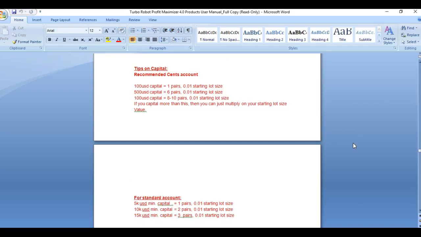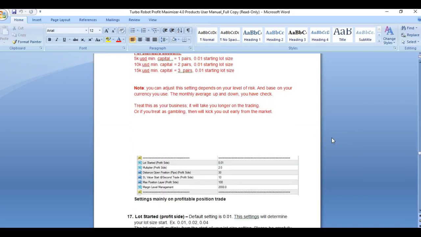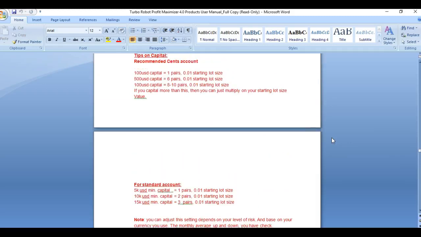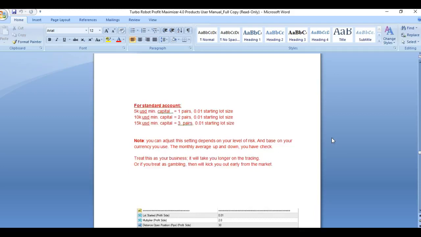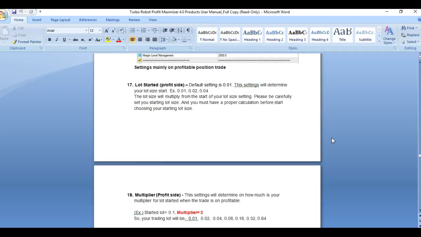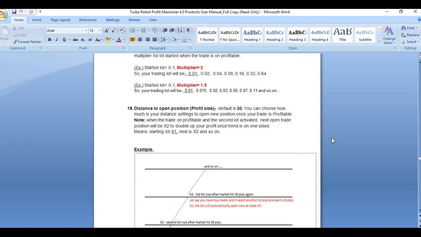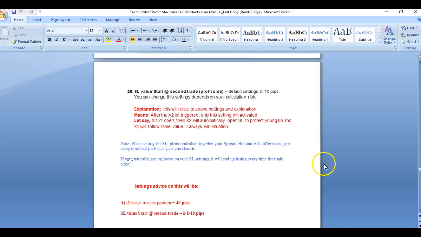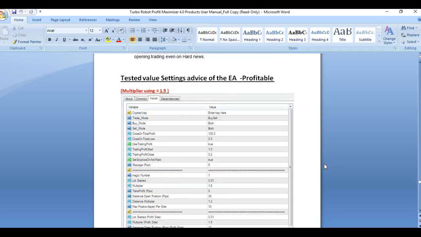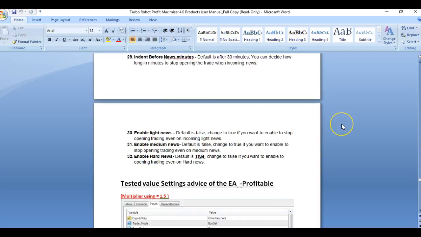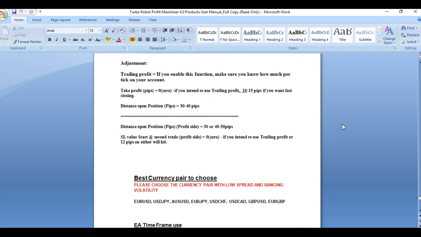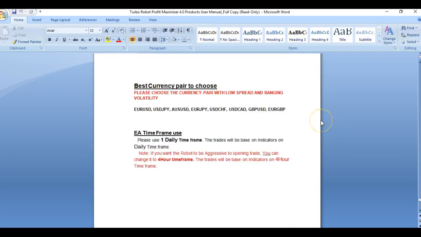So you also have our trading tips, and how much your capital should be, with explanation. If let's say you use a standard account, it is this much, and using a cent account is better for capital. All right. So the lot size and the multiplier, we explained well here and inside our manual. We also have our trading and profitable settings, and we also explain what the best currency pairs are.